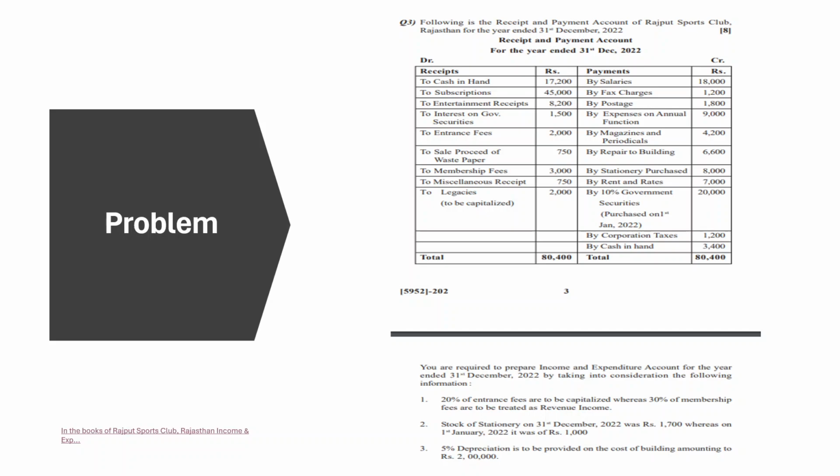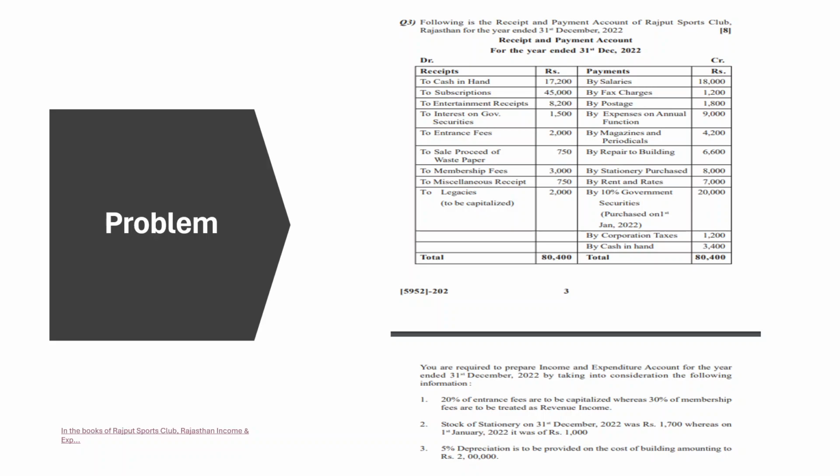So in that account, on the receipt side the amounts given are: to cash in hand 17,200, to subscriptions 45,000, to entertainment receipts 8,200, to interest on government securities 1,500, to entrance fees 2,000, to sale proceeds of waste paper 750, to membership fees 3,000, to miscellaneous receipts 750, to legacies, full amount to be capitalized, 2,000. Okay, so it is the receipt side of the receipt and payment account.